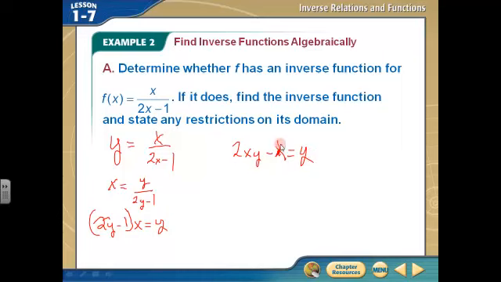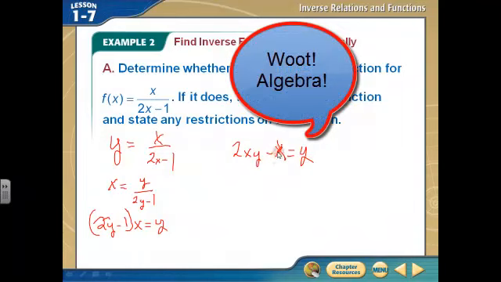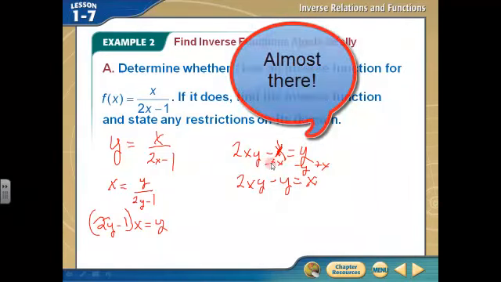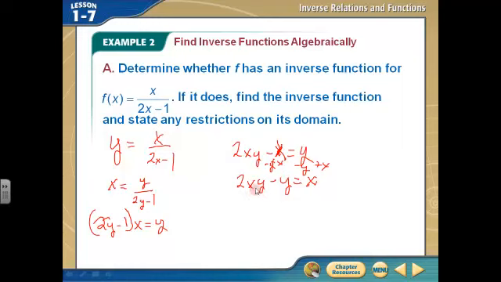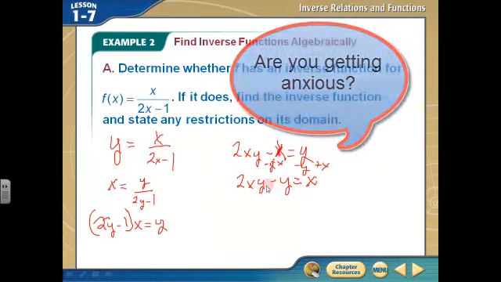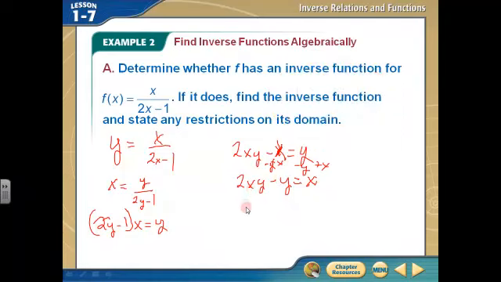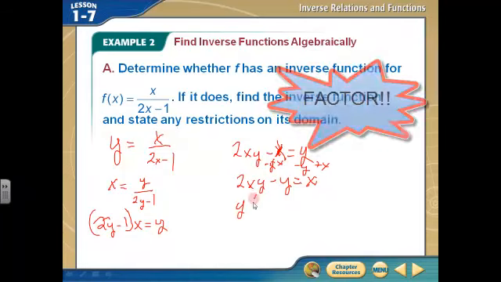Now, I'm going to move this x over here and move this y over here because I need all the y's on the same side, so I can solve for it. So 2xy minus y equals x. All I did is just add x to both sides and subtract y from both sides. Now when I look at this, I say, oh wow, I got my y's here. If I can pull them out somehow, I would have them. Oh, I know what I will do. I will factor out a y.